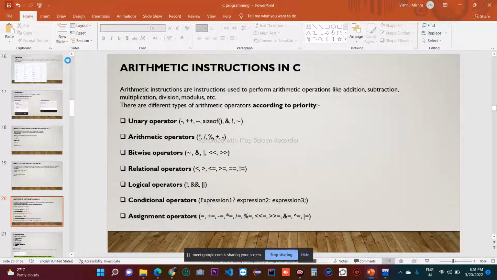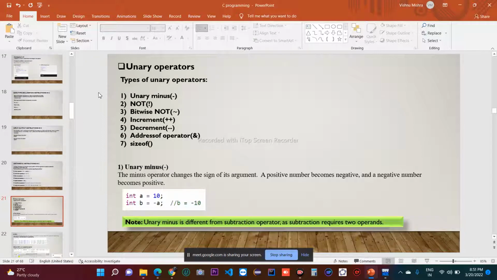So first, let's start from unary operators. In unary operators we have 7 kinds of operators. First is unary minus. Next is unary not. Then we have bitwise not. Then we have increment, decrement, address of operator, and sizeof operator.